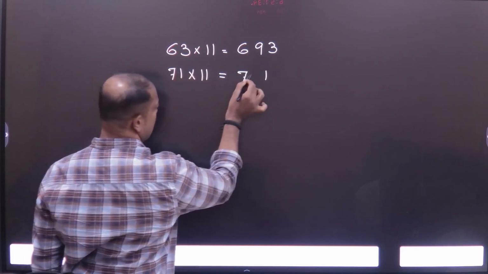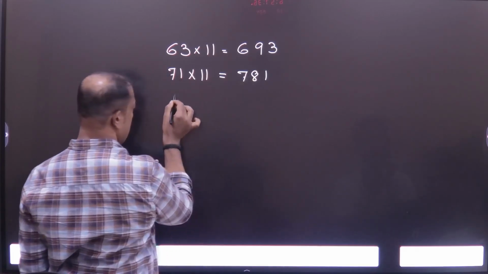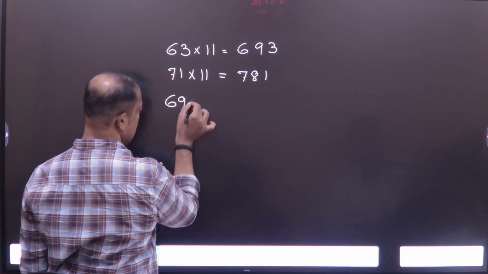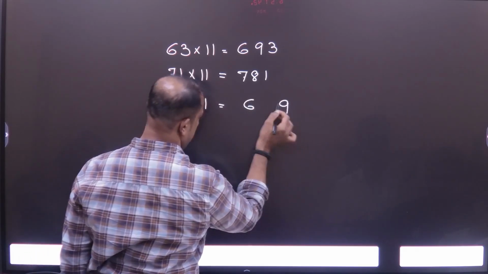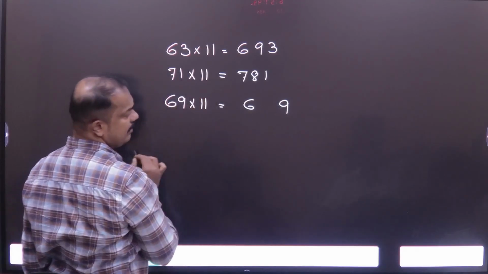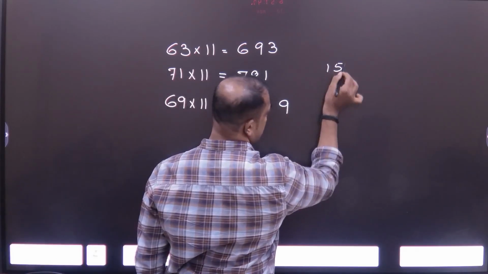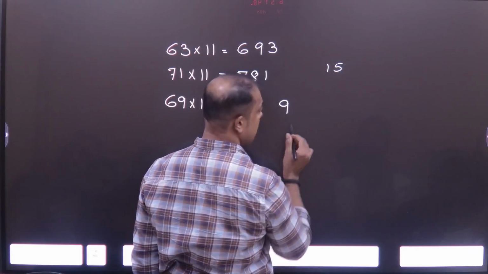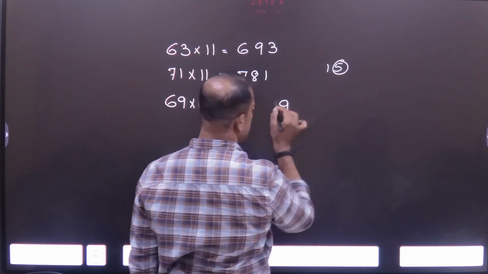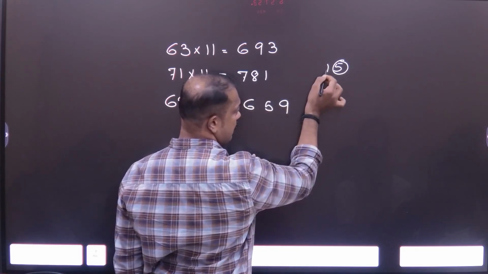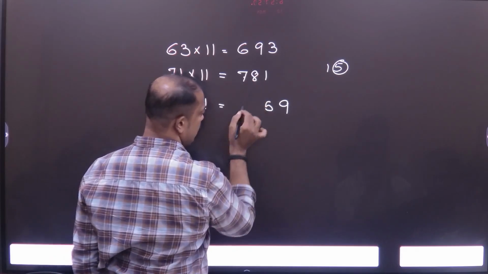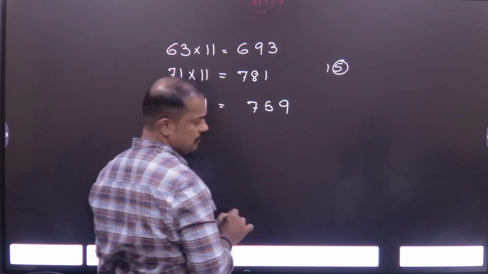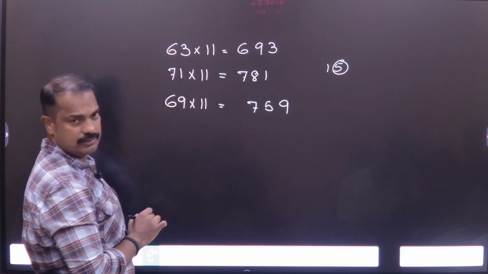7 plus 1. अगर रिमाइंडर है तो क्या कर सकते हैं? देखो 69 into 11. 9. 6 plus 9 15. देखो 6 plus 9 15. 2 डिजिट आ रहा है, बट लास्ट डिजिट कौन सा? रिमाइंडर. ये 1 लास्ट फर्स्ट डिजिट को ऐड कर देना. 6 plus 1. So answer is 759.